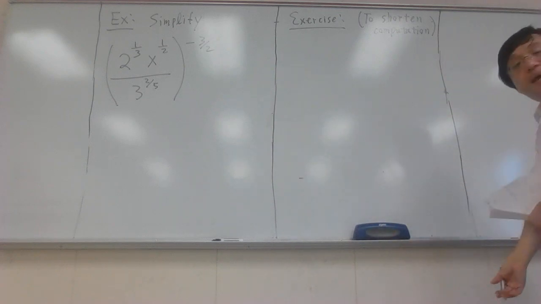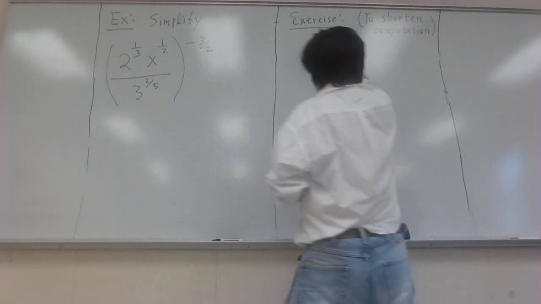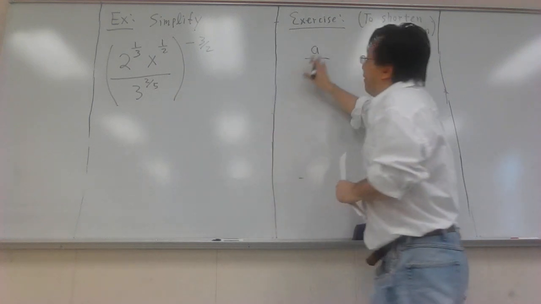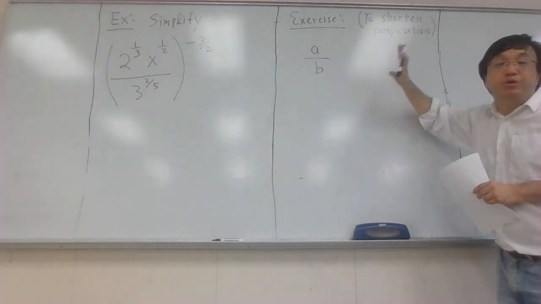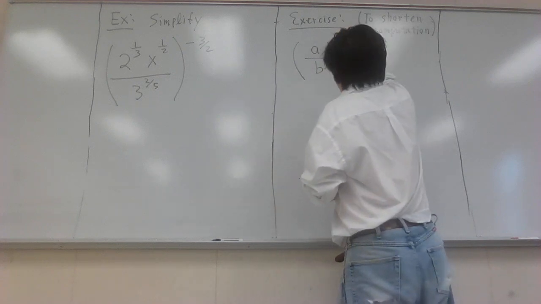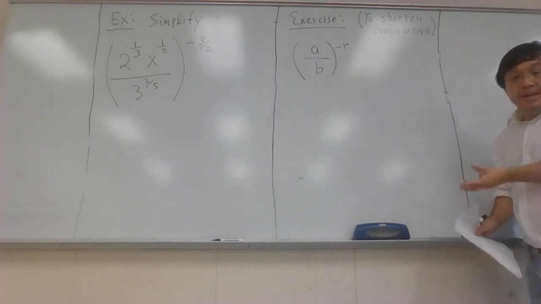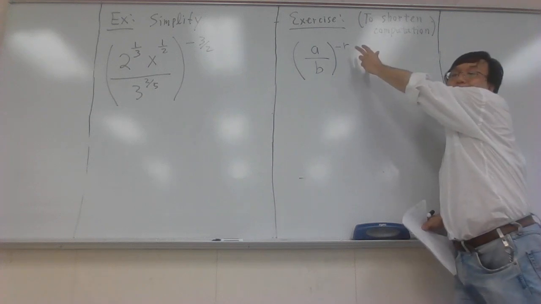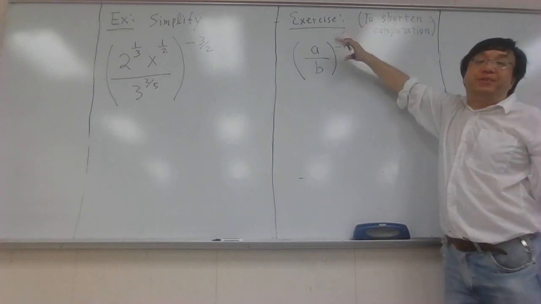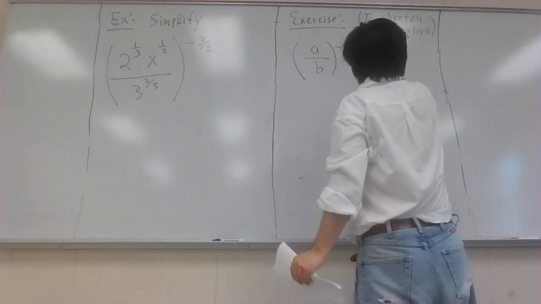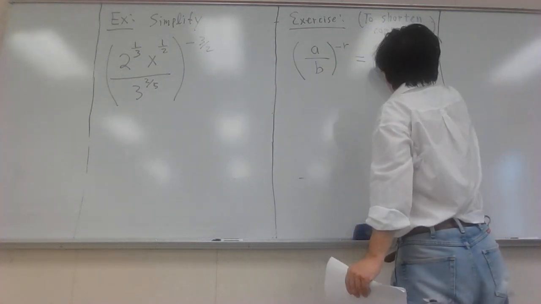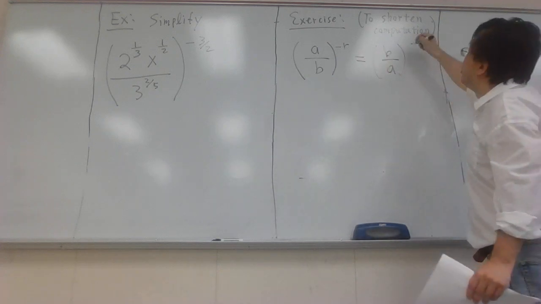So this exercise says that if you have a fraction, and you take this whole fraction to a power, say to the power of minus r, then you can change the sign of this power. But to change the sign of the power, you have to flip everything inside the parentheses. So this is equal to b divided by a, and now this is to the power of r.